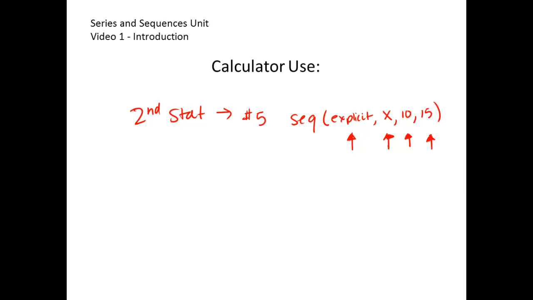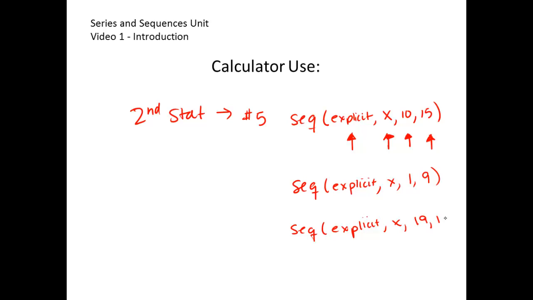Okay, now you could do this in many other ways. You could do sequence, then the explicit definition, and you could say X, and you want the first term through the 9th term. Okay, so this would be the first term through the 9th term. You can do that again. What if we only want one term? Okay, so if I want X, comma, and I only want the 19th term, you would do 19, comma 19, because it says start at 19 and end at 19.